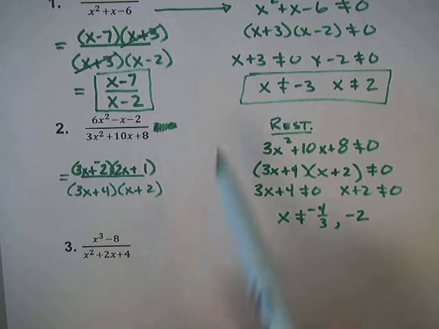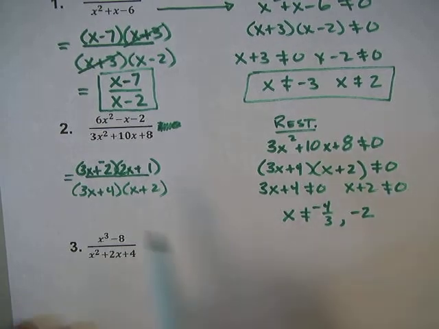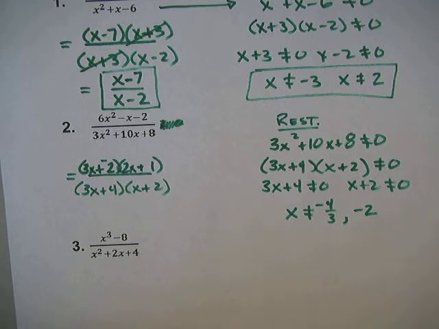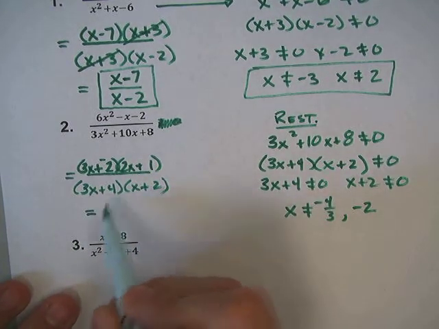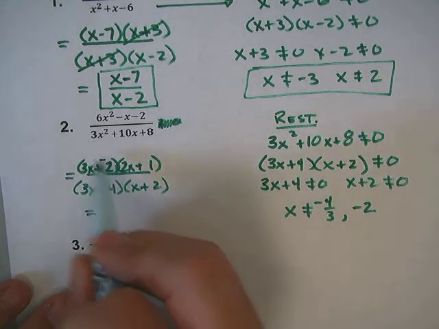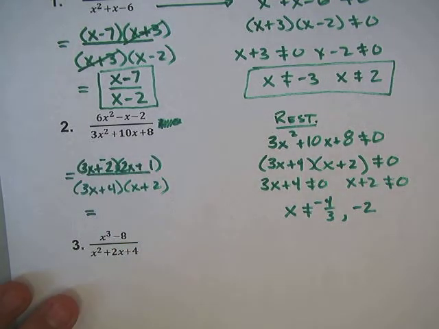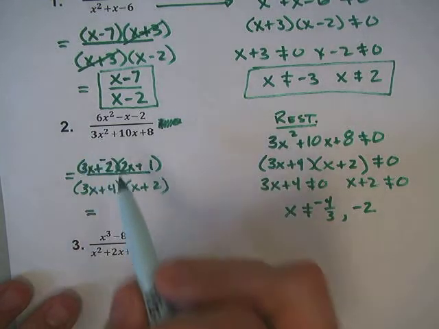All right, so I look at this. I factored everything: 3x minus 2, 2x plus 1, 3x plus 4, x plus 2. Now I look at this, and this will happen occasionally, where nothing factors. So that means this can't be reduced. Now, to be completely simplified, you should multiply these all back together. So in other words, get back to this.